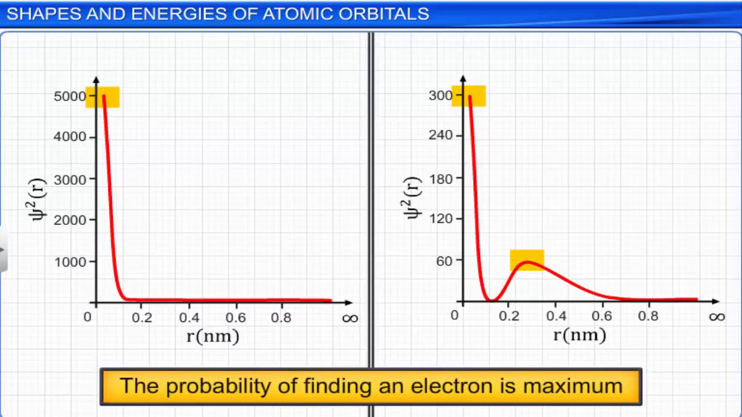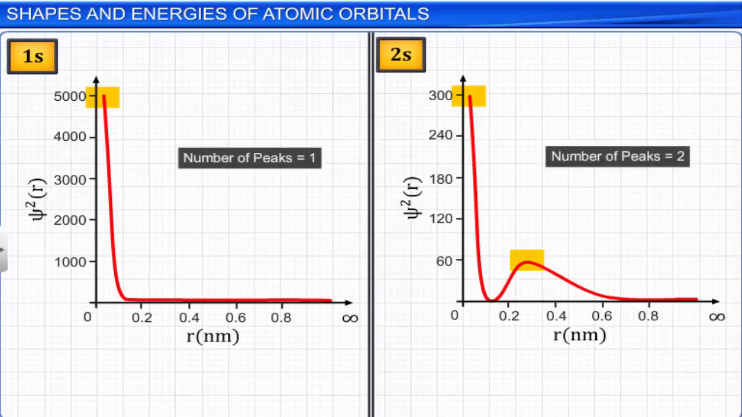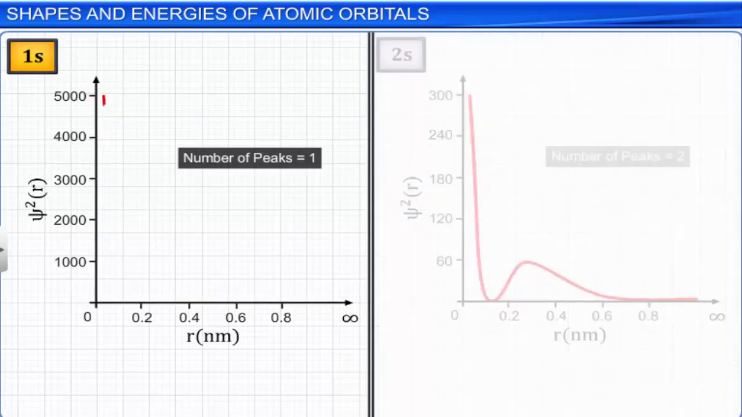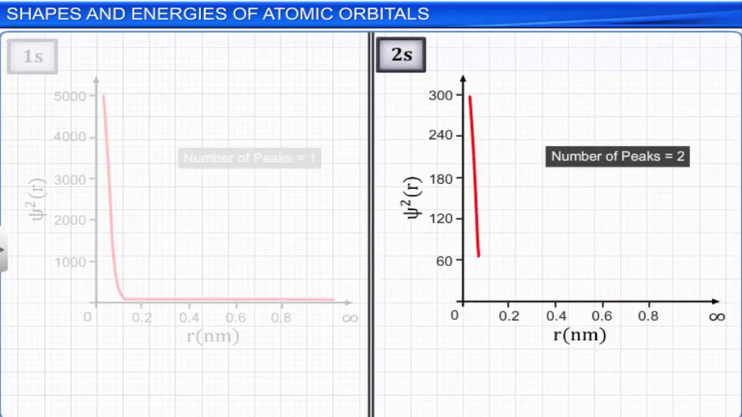For s orbitals, the number of peaks obtained in the plots is equal to the n value. Hence, for 1s and 2s orbitals, the number of peaks obtained are 1 and 2 respectively. For the 1s orbital, the probability density is found to be the maximum in the vicinity of the nucleus and decreases sharply as the distance from the nucleus increases. On the contrary, for the 2s orbital, the probability density first decreases sharply to 0 and then increases to reach a small maxima before it drops again to 0 with the increasing value of the radius.